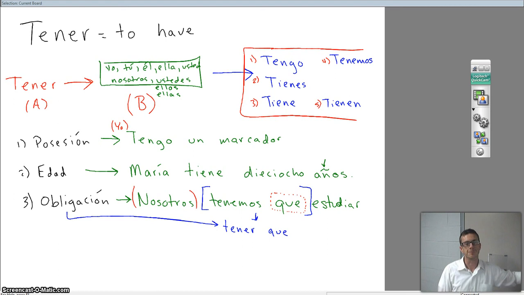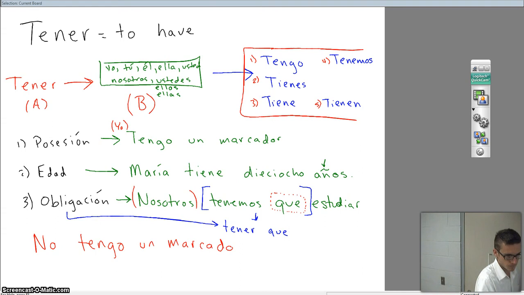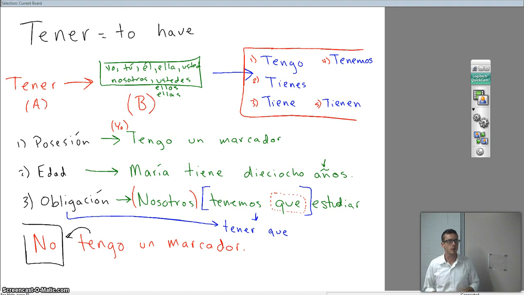Same thing applies with making it negative. Here I am, tengo un marcador. If I want to make it negative, no tengo un marcador. We placed no in front of our verb to make it negative. That's how you make it negative. You can do that with any form.